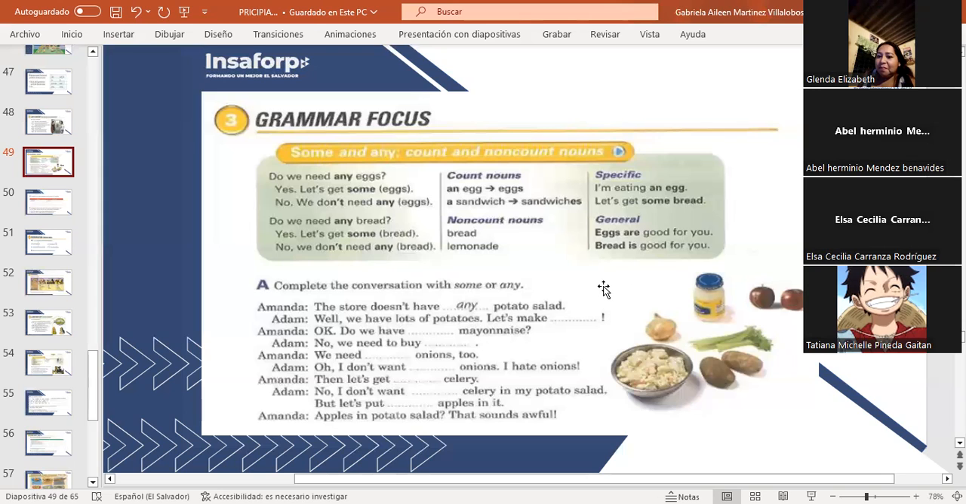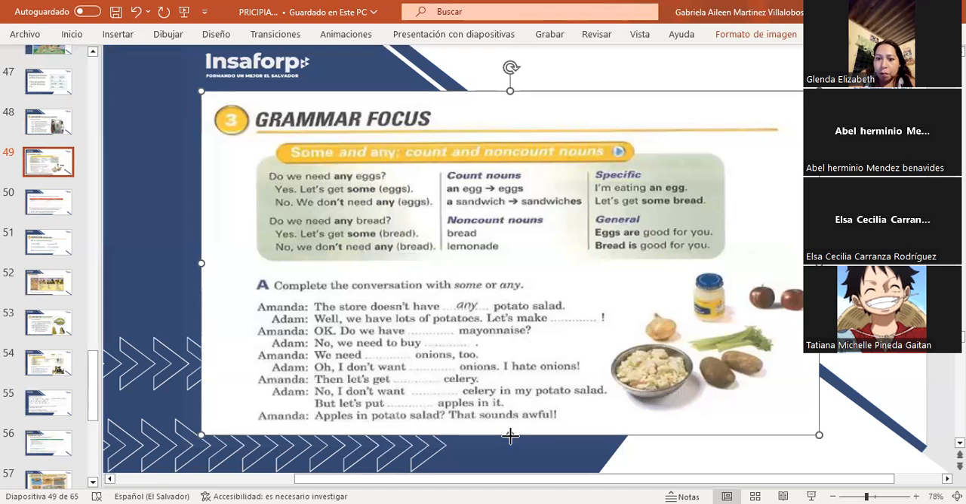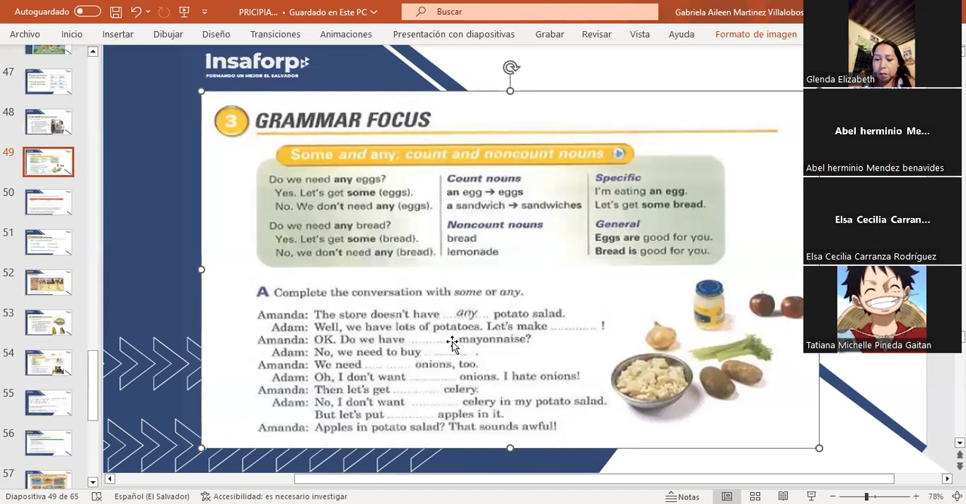All right, good. Okay, now I want you to complete this conversation with, ¿qué va a usar? What are you going to use? Some or any. Okay, let's do it. Háganlo, por favor. Háganlo ahí.